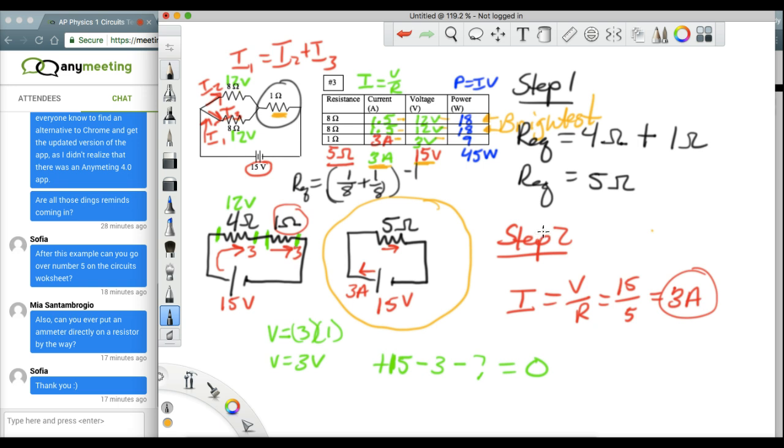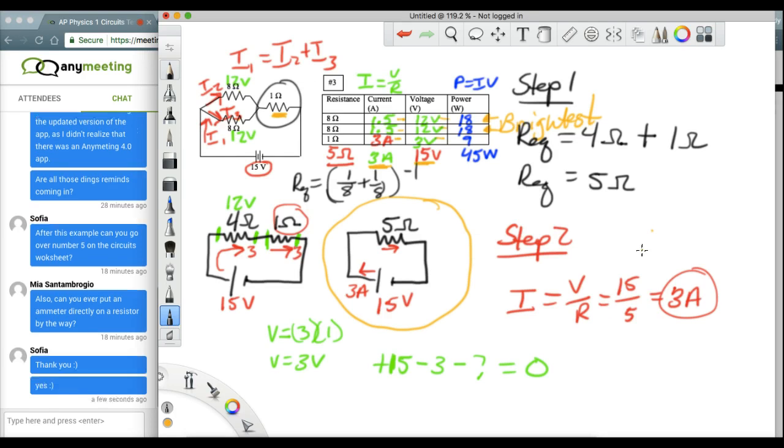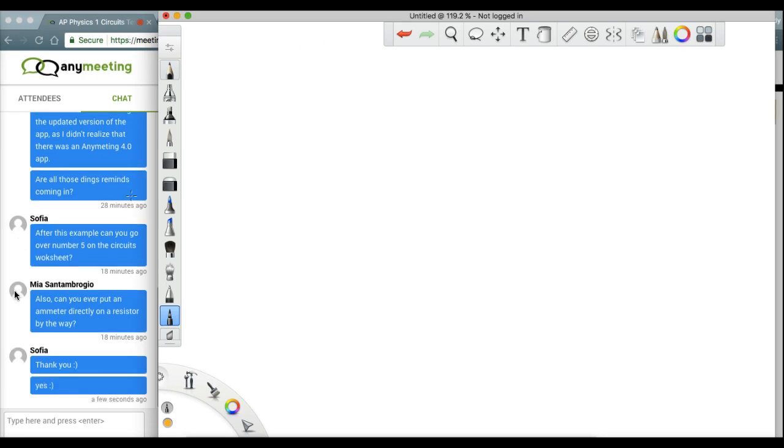Sophia wanted to go over number 5 on the circuits worksheet. So I'm going to find that one real quick. Sophia, at the top, number 1 on that page is just asking you to find the equivalent resistance of the 8 and 6 ohm resistors. Is that correct? Just want to make sure we're working on the same page. Okay. So we want to do number 5 on that one.